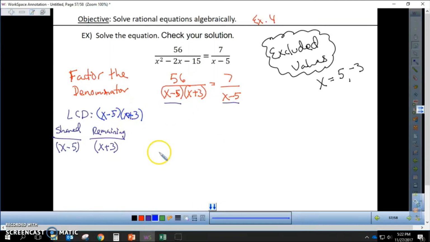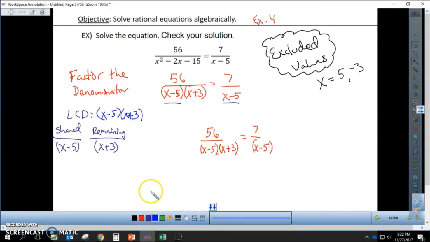Okay, so now what we're going to do is take our rational equation. I don't know if you can hear these drums. These drums are distracting me. 56 over x minus 5 and x plus 3 equals 7 over x minus 5.